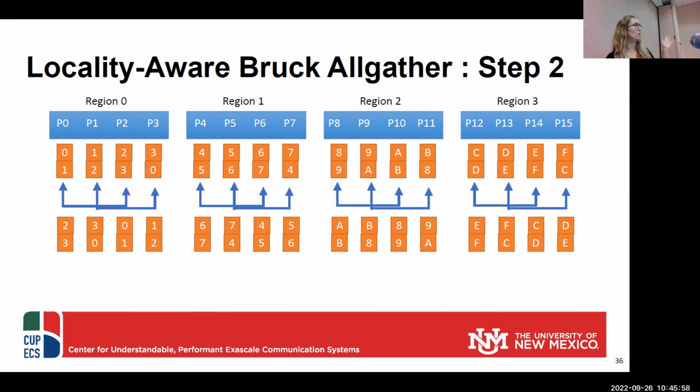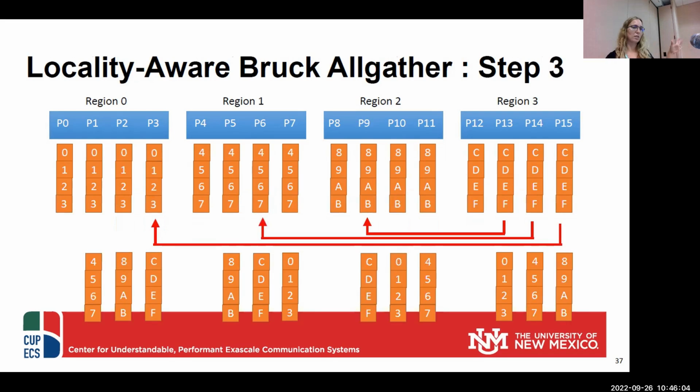So processes 0, 1, 2, and 3 all hold the values 0, 1, 2, 3. We then do have to reorder them, just put them back in the correct order. And then we're going to have one step of communication between regions. I'm just showing where region 3 sends because there's nothing wrapping around here.